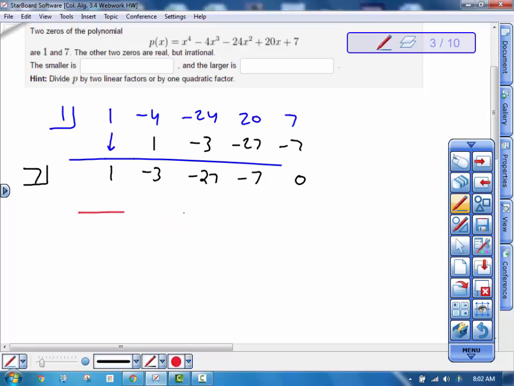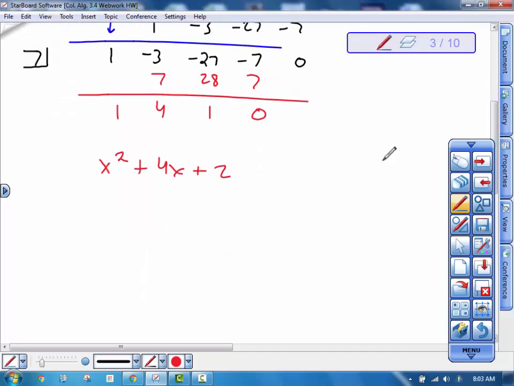So same thing, we drop down the 1, multiply, gives you 7, add, gives you positive 4, multiply 28, add 1, multiply 7, and no remainder. So what's left over as the irreducible quadratic then is this polynomial x squared plus 4x plus 2, which is a quadratic. We know these are irrational zeros that come from this, so we know they're not going to be whole numbers, so we're not going to be able to factor it then. We'll have to get this from the quadratic formula.